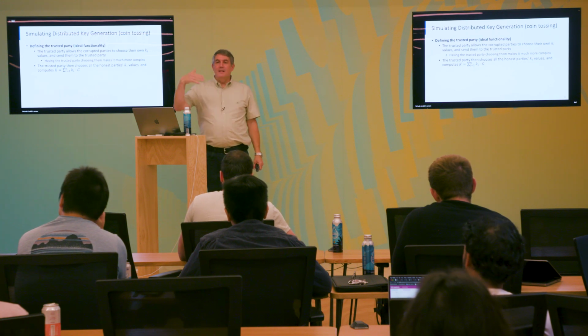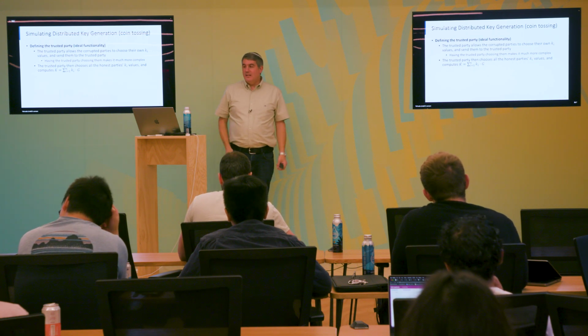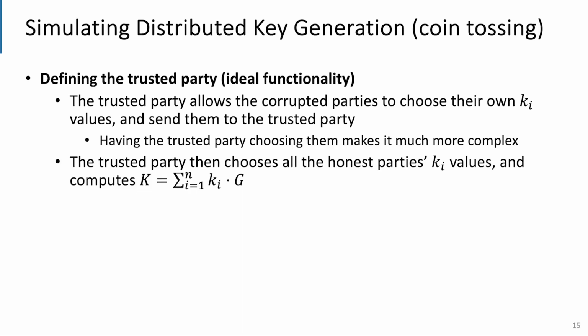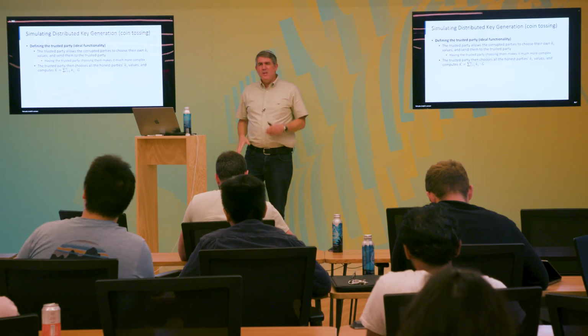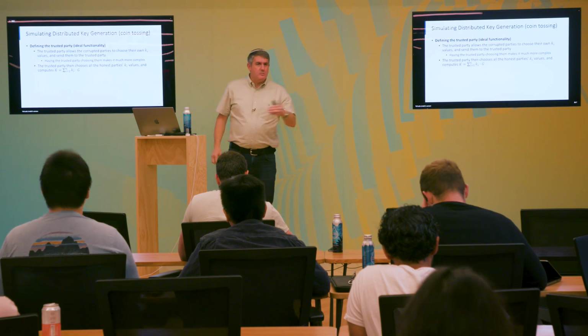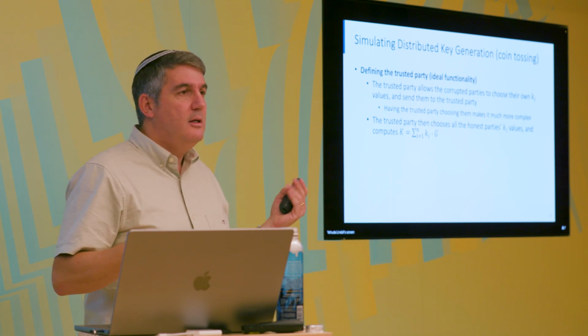In order to understand that, let's look at what the ideal functionality will do. It would allow the corrupted parties to choose their own random input, their own random shares, or arbitrary shares actually, and would then choose the honest parties' shares at random and then output the sum of the result. That's what the ideal functionality would do. You could, by the way, define an ideal functionality where the trusted party chooses the random shares for every party. You can do that. That will be much more complicated to achieve and doesn't give you any security advantage.